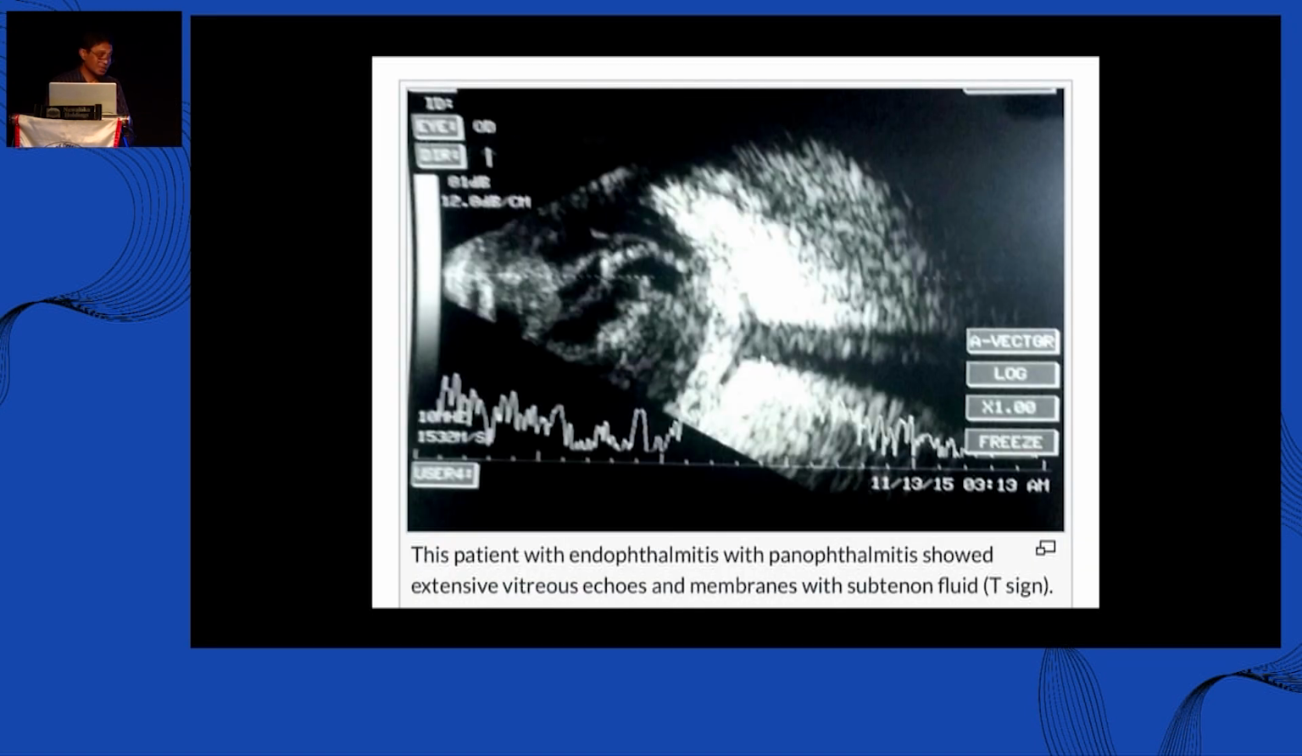So this is from a patient after cataract surgery, about 10 days after, with severe pain and redness, and when we do this, endophthalmitis, again extensive vitreous echoes, and there are membranes also which do not reduce their reflectivity when we reduce the gain. So endophthalmitis and panophthalmitis will show like this.